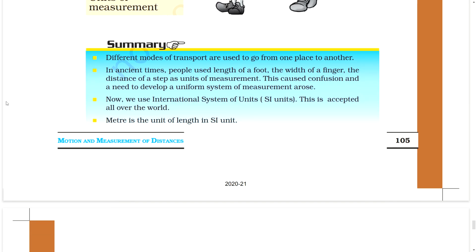Different modes of transport are used to go from one place to another. In ancient times, people used the length of a foot, the width of a finger, the distance of a step as units of measurement. This caused confusion and a need to develop uniform systems of measurement arose. Now we use the International System of Units, SI units. This is accepted all over the world. Meter is the unit of length in SI units.